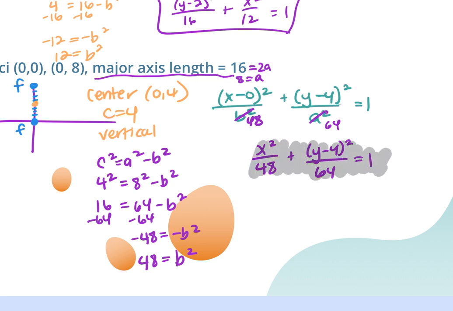Yep. Doesn't matter if you put x or y first. Nope, as long as the 64 goes under the y. And the 4 goes with it, obviously, but yeah. Order doesn't matter.